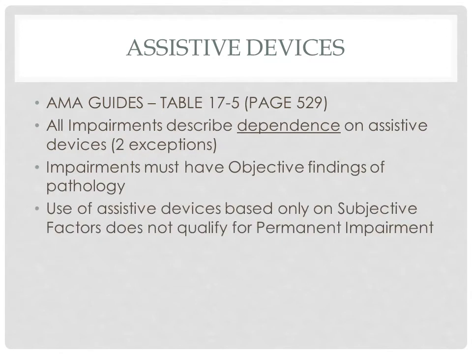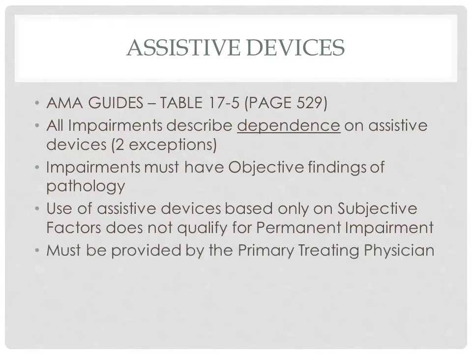Further, the use of an assistive device alone does not necessarily in and of itself qualify for permanent impairment, especially when the assistive device is based largely on subjective factors such as claimed pain or a feeling that the leg or the lower extremity is going to give way. That would be the use of an assistive device based only on subjective factors. There must be positive objective findings to support the need and use for an assistive device.